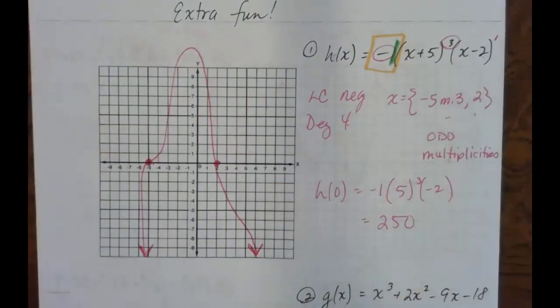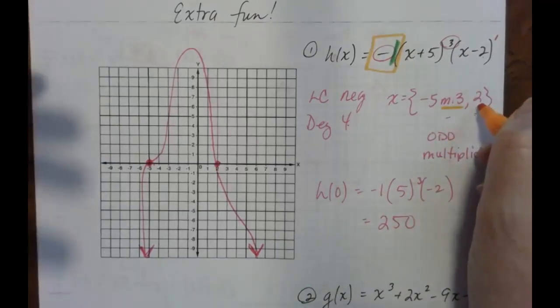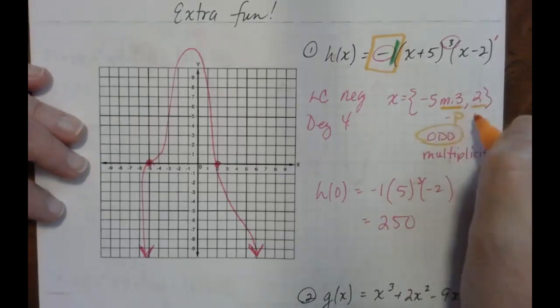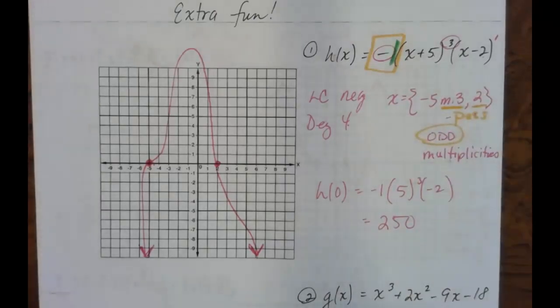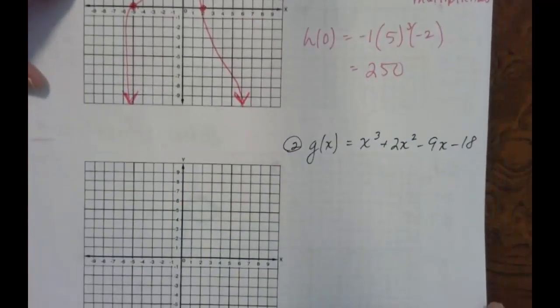Remember, odd multiplicities here. So multiplicity of 3. And remember, if it just is once, that's still an odd multiplicity. That is when we pass. We pass through those points. Last problem. Here we go again.